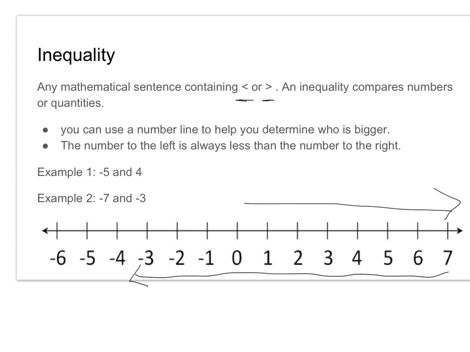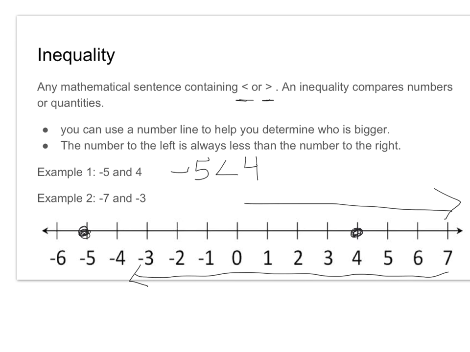So let's look at example 1. We have negative 5 and 4. If I plot these, I know the 4 is to the right, so I know that negative 5 is going to be less than 4. You should always, just by looking at this, not need to use a number line. A positive is always going to be greater than a negative. Positive means you have something, negative means you owe something.